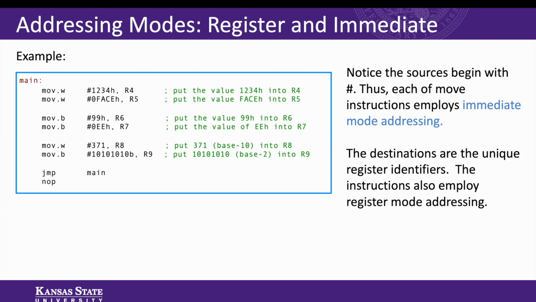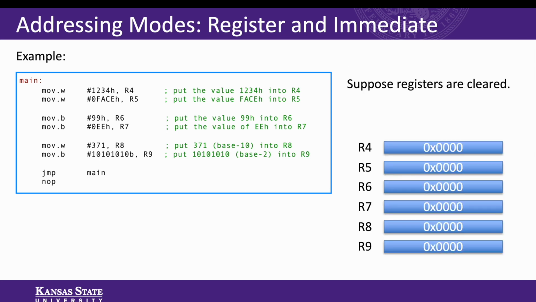And here's an example code. I'm looking at the operands, which are listed in the third column of the assembly program, and you'll notice that the source begins with a hashtag in all of those cases. That indicates that the instructions are employing immediate mode addressing. Now we just said that the destinations cannot be immediate mode addressing. The destinations here are the register identifiers R4, R5, R6, R7, and so forth. So these instructions are also employing register mode addressing. Right away we see that two modes of addressing may be employed by one instruction. There's nothing wrong with that.